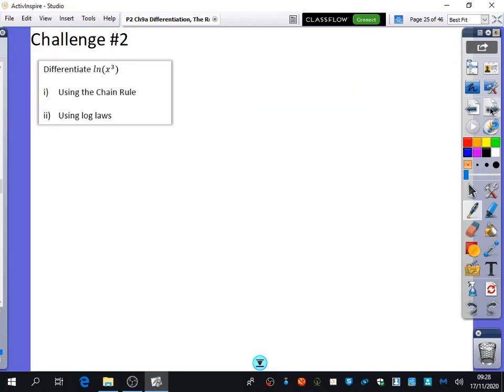The second challenge that I wanted to look at was differentiating ln of x cubed in 2 different ways. Some of you may have had a look at this. If you haven't, we're going to do this one together. If we say that y is equal to the natural log ln of x cubed, the first way I want to do it is using the chain rule. I started saying in the last lesson that I would call this ln of blah, okay? And when you differentiate ln functions, what do you usually get? You get 1 over blah, and then you multiply it by the derivative of blah, which is 3x squared.